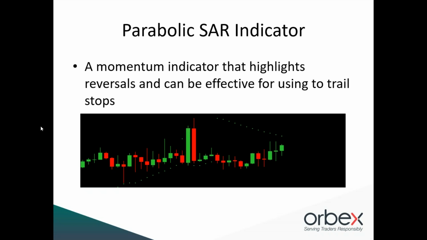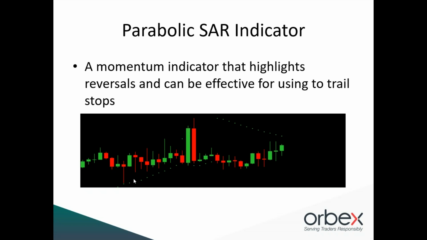Okay, so this indicator then can be really, really useful as well. It's slightly different to the other indicators that we've seen, but it is another momentum indicator, essentially highlighting where price would have to move to confirm a reversal. So for example, where the dots are above price, this means that price is in a bearish trend and price would have to close above that dot to confirm a bullish reversal.